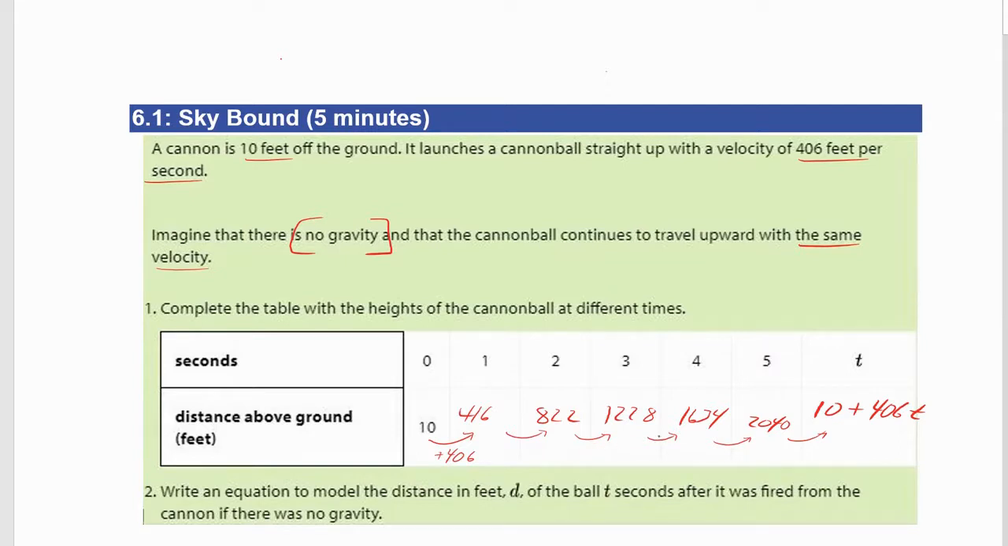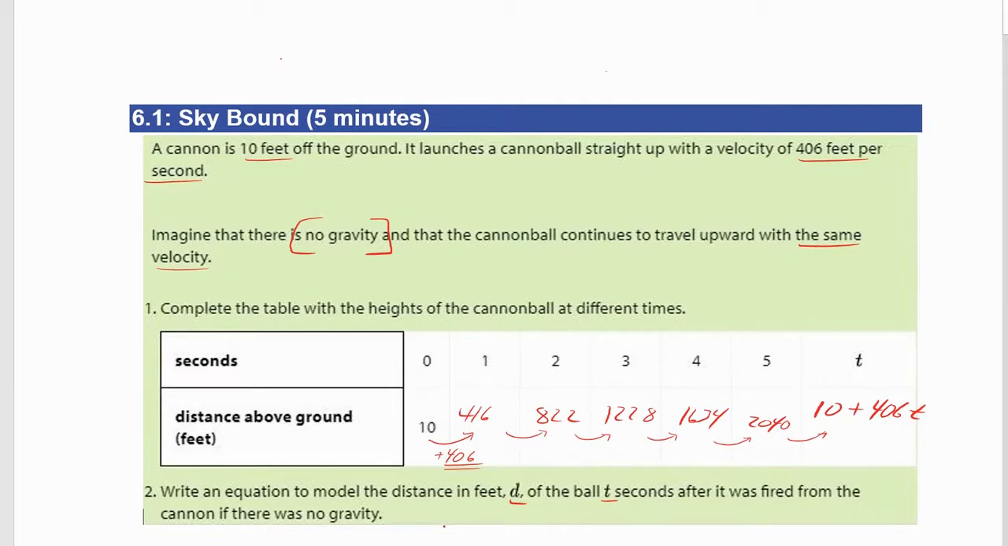Okay, so hopefully you guys said it's linear, right? Because it has a constant rate of change of 406 feet per second. It's not spiraling out of control, is it? All right, so write an equation to model the distance in feet, d, in t seconds. It's very similar to the one I already wrote in the table, but go ahead and try doing that on your own. Press pause.